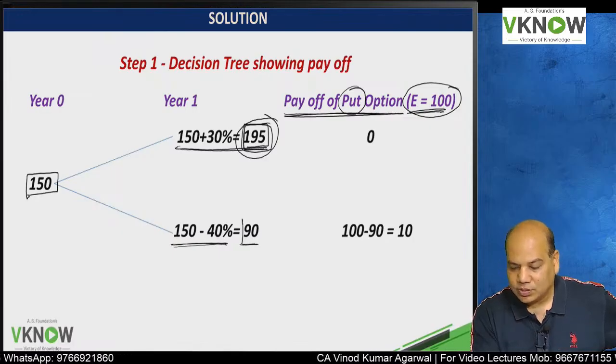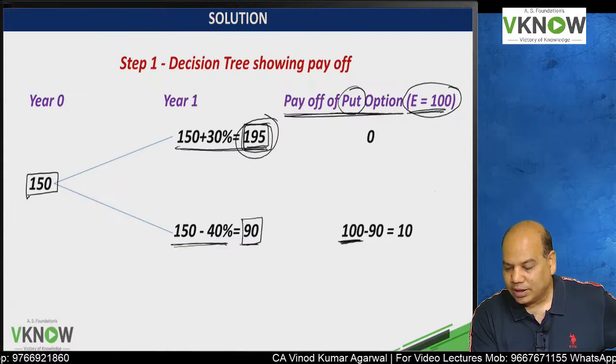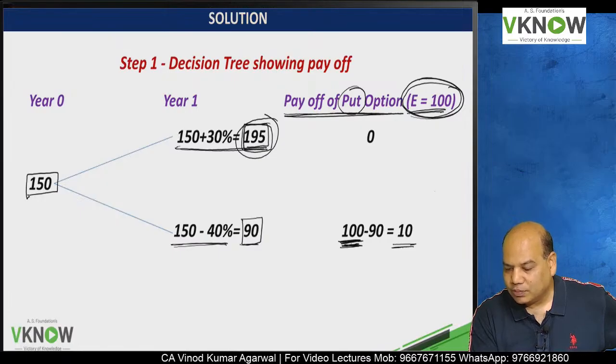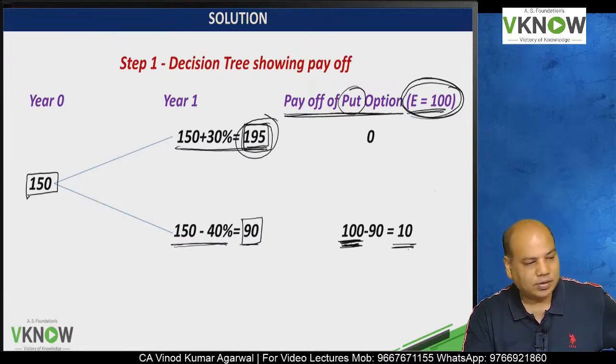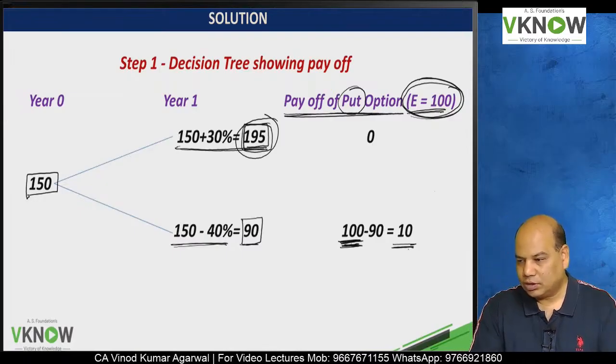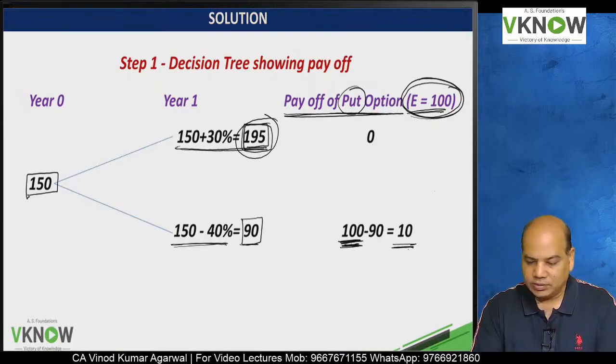Whereas if suppose the market is sluggish, you will get 90, whereas you can abandon at 100. So I would prefer to abandon and get 100 instead of 90. So the value of the put option will be 10.